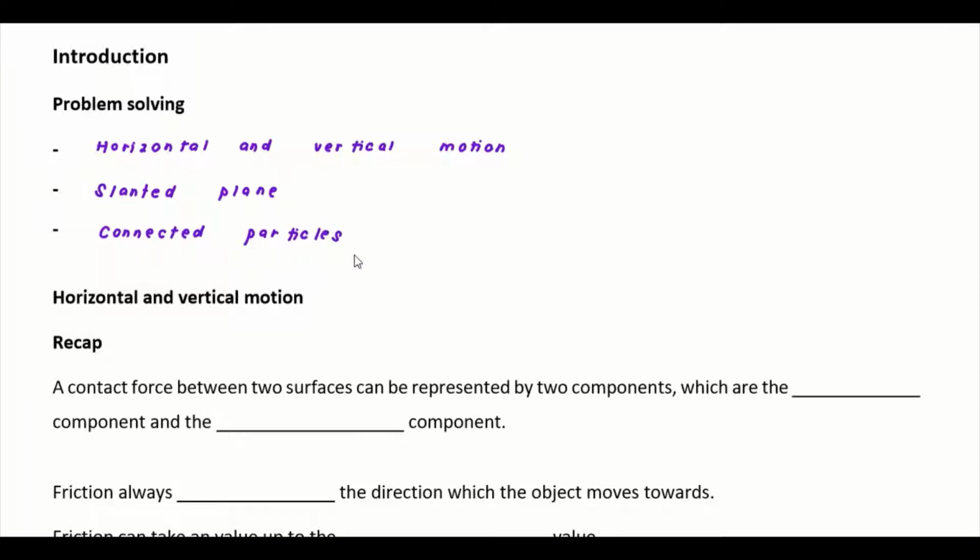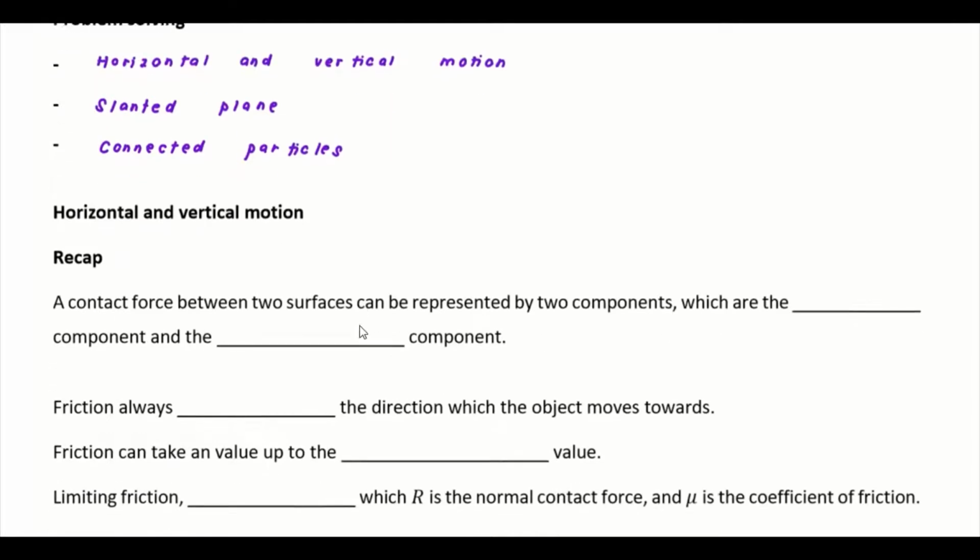This is how our lesson is going to be arranged. Today we'll be doing horizontal and vertical motion, then after that, slanted plane. For connected particles, I might split it into two because there's quite a lot involved there. That's the idea. Let's look at the first situation, which is what we are going to do today, the horizontal and vertical motion.